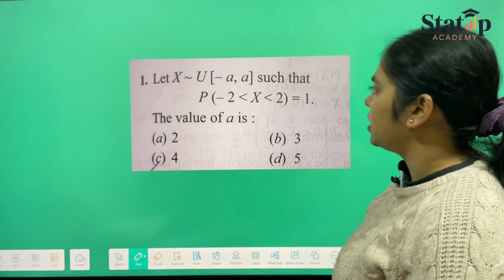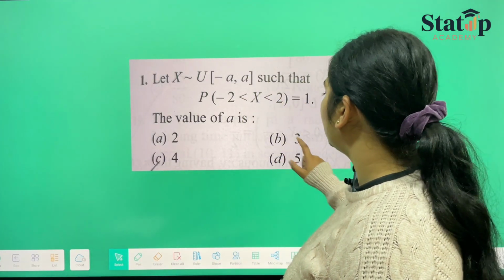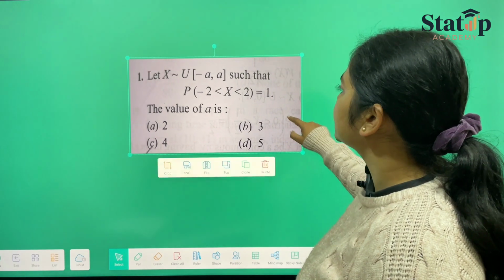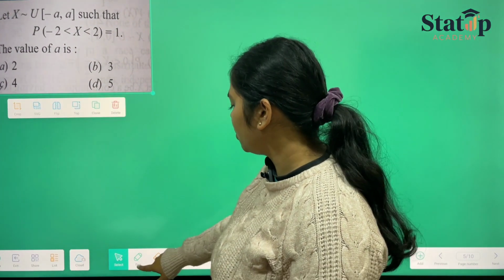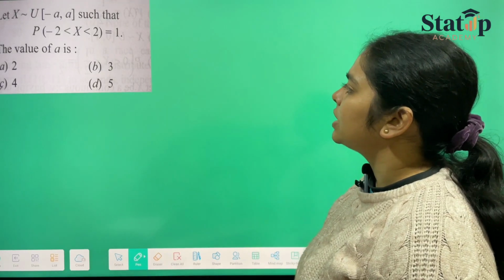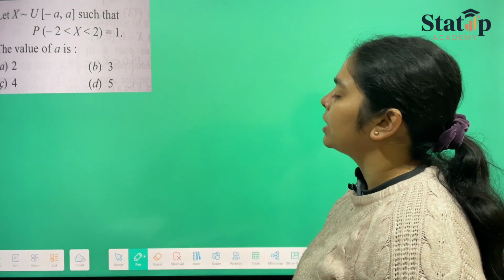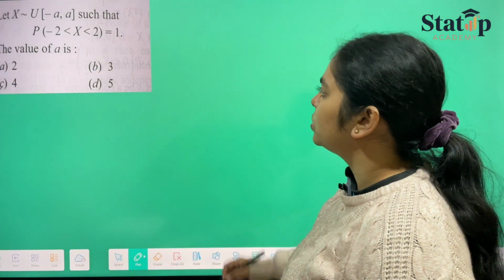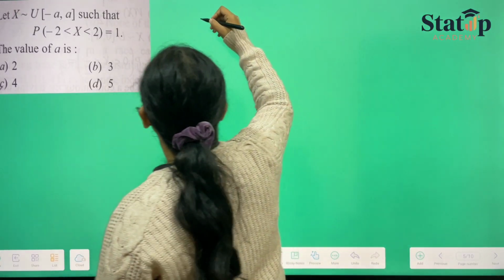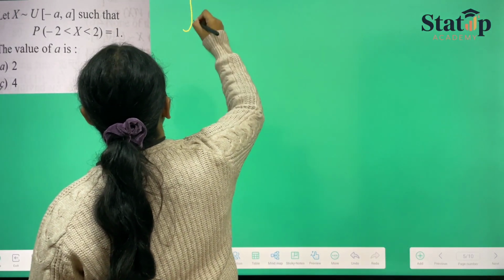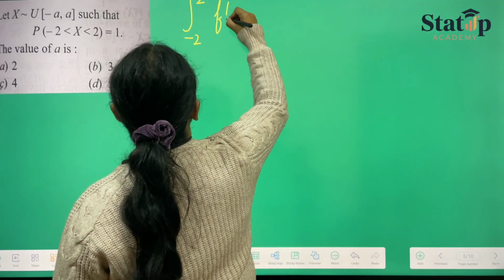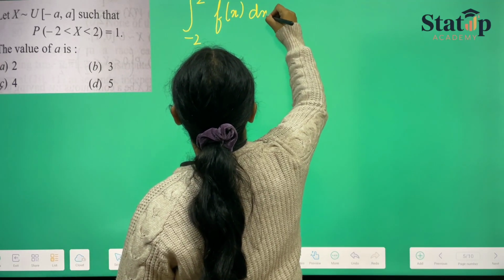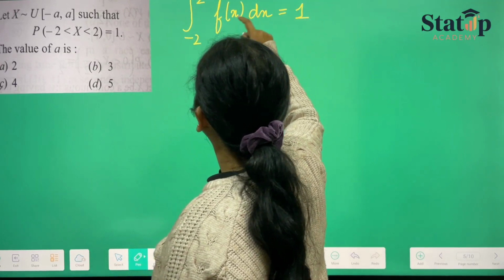Now they have given us a question with a probability, where x is a continuous random variable which follows uniform distribution such that the probability that x lies between -2 and 2 is equal to 1. So if we put it, the integral of f(x) dx from -2 to 2 should be equal to 1. They have told us that.